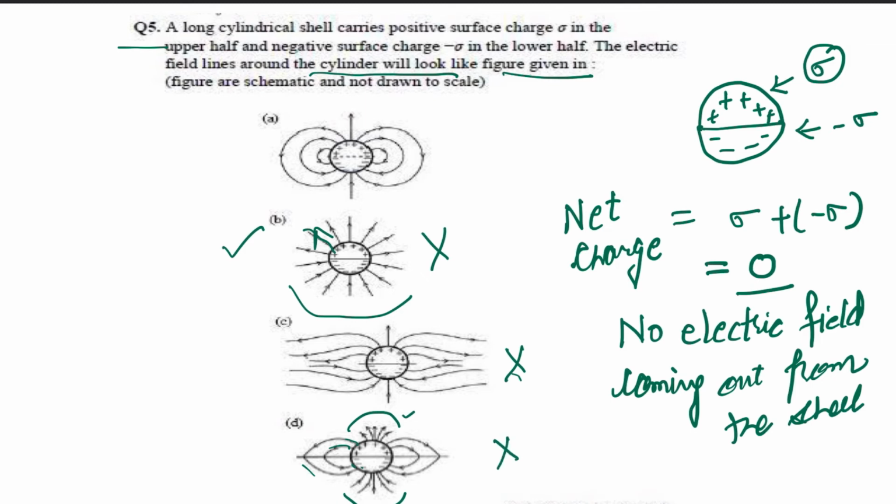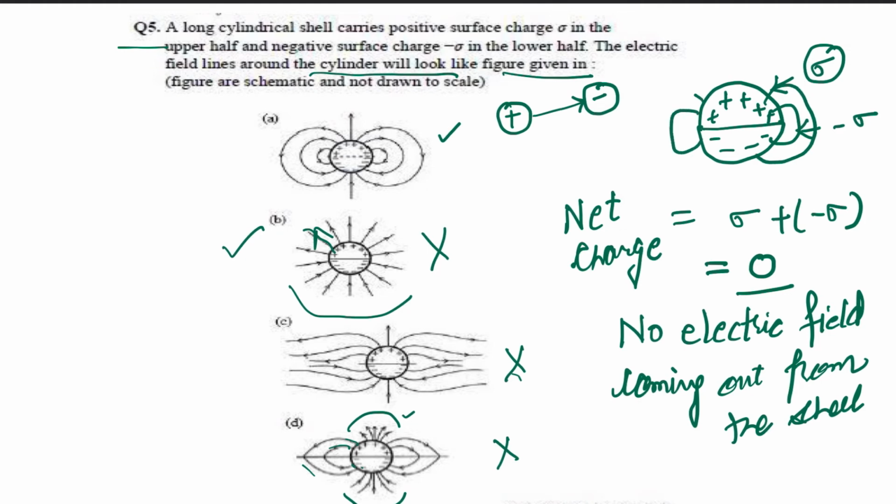This option is again incorrect. The first option is correct because the electric field line starts from the positive charge and it ends at a negative charge. Right? So the electric field line starts from here and ends over here. Electric field line starts from here and ends over here.